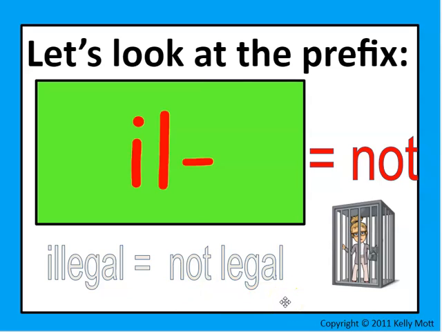Okay? So this is a great time to talk about synonyms and antonyms, boys and girls. If I had the word legal was my word, an antonym that I could put is illegal. See how prefixes can really help us out? I want you to go ahead and think of another word with the prefix ill in the beginning. Go ahead, say that word.